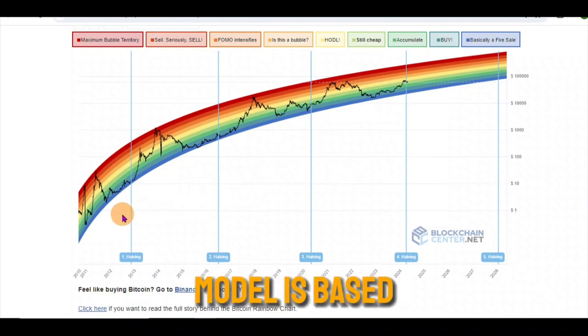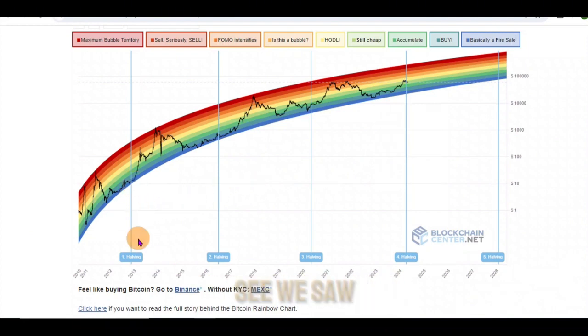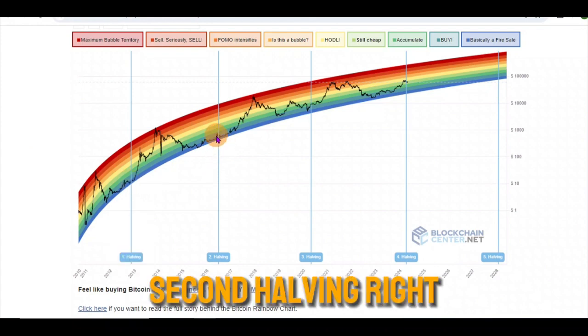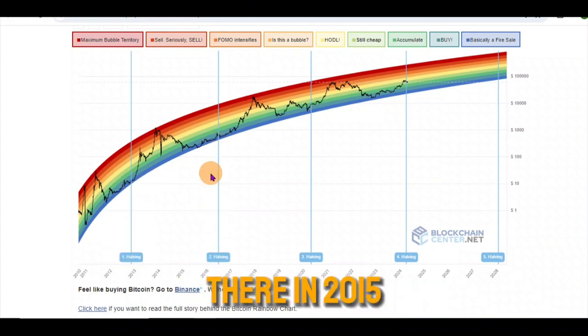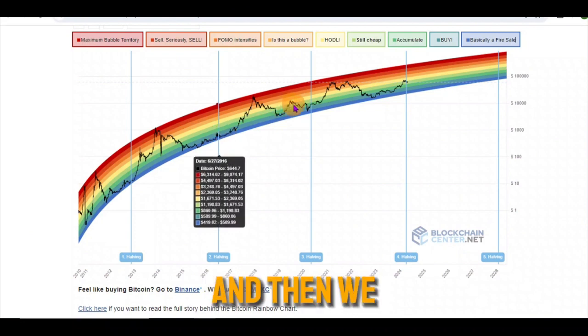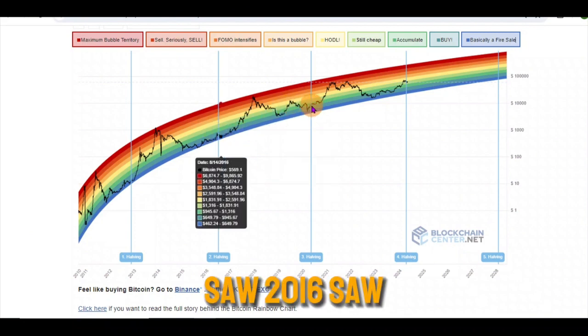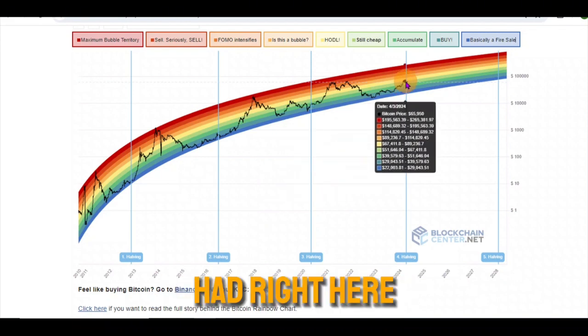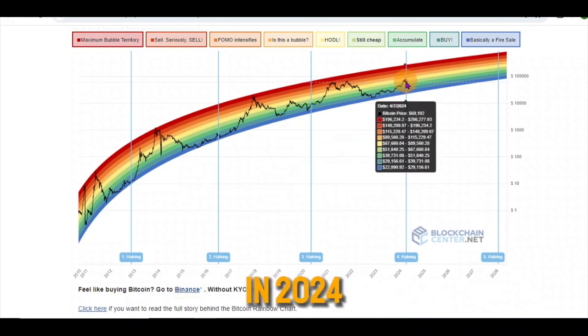And we have been seeing this model is based on the halvings. As you can see, we saw the first halving right there in 2012. We saw the second halving right there in 2015, and then 2016. We saw the third halving right here in 2020, and the last halving which we had right here in 2024.